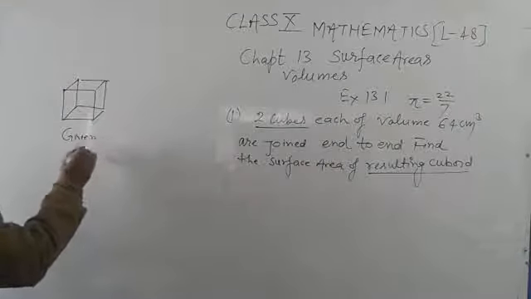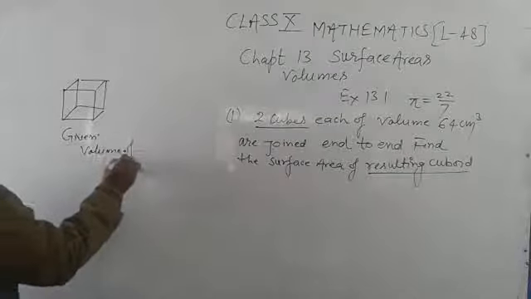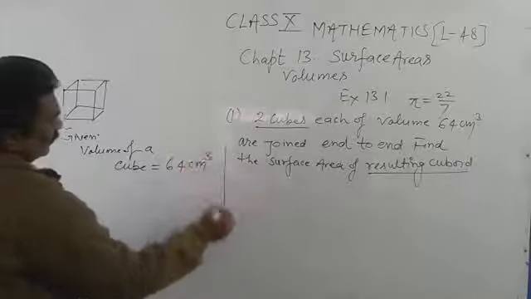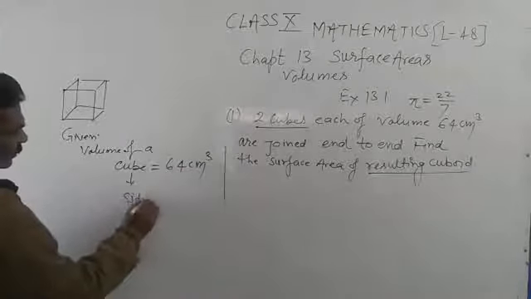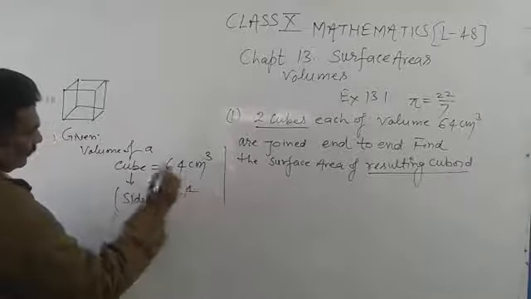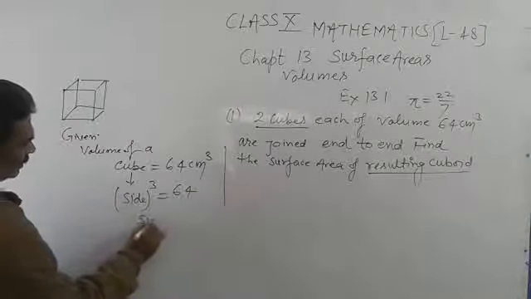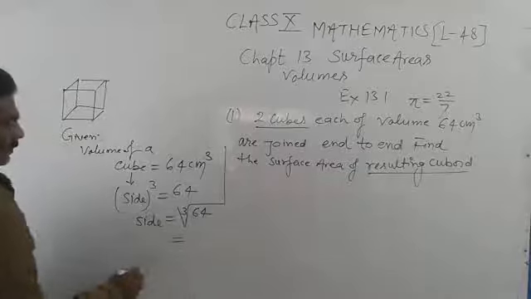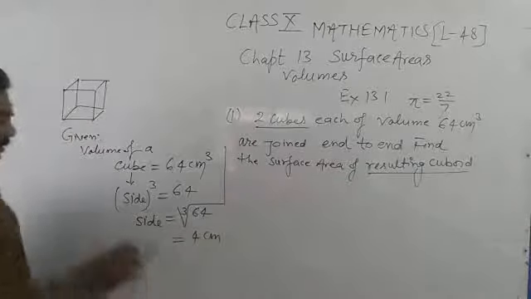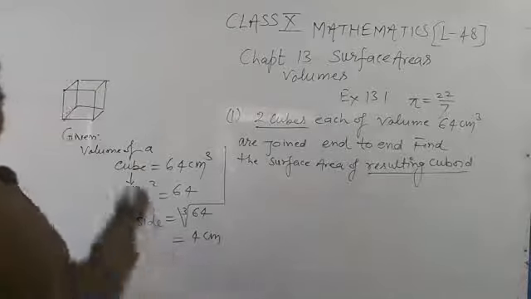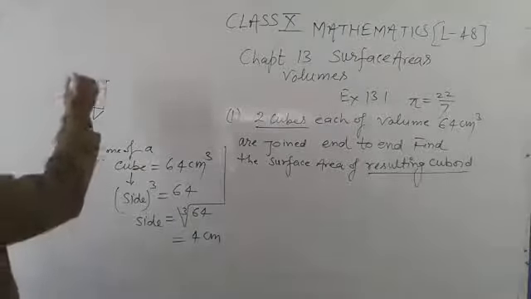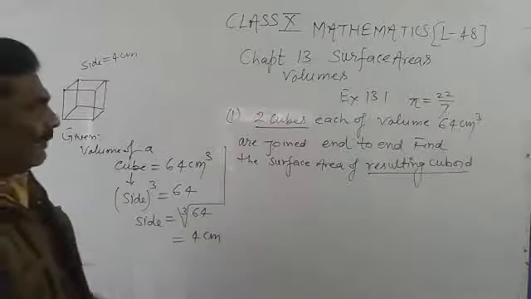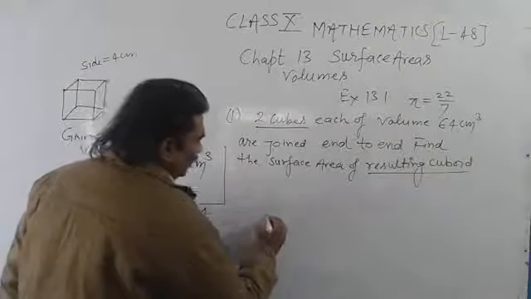Given, volume of a cube is equal to 64 centimeter cube. It means side cube is equal to 64. That is, we can say side is equal to cube root of 64, which is equal to 4 centimeter. It means cube root of 64 is 4 centimeter. So, the side of cube is clearly 4 centimeter.